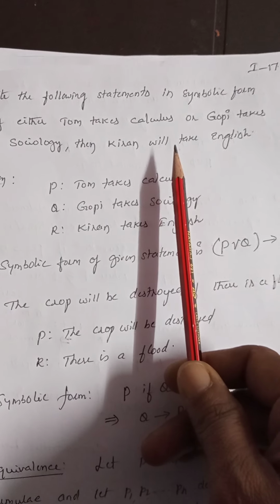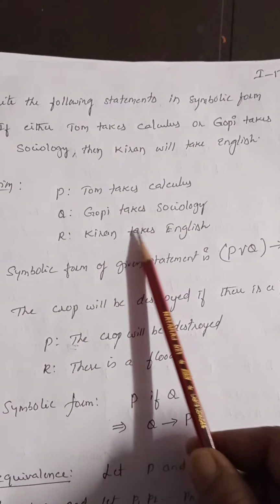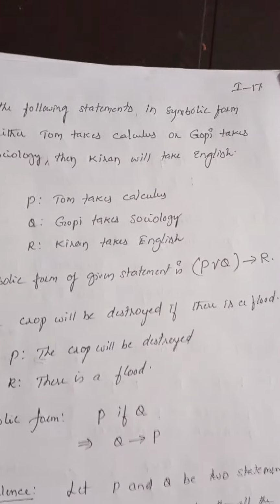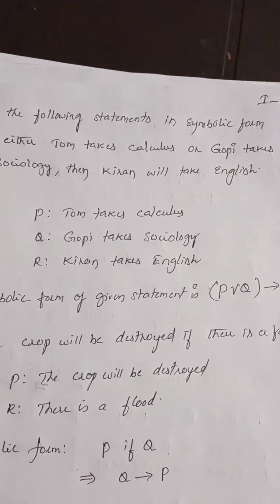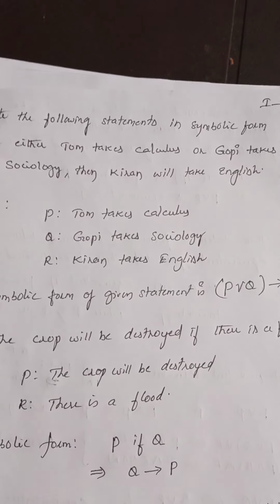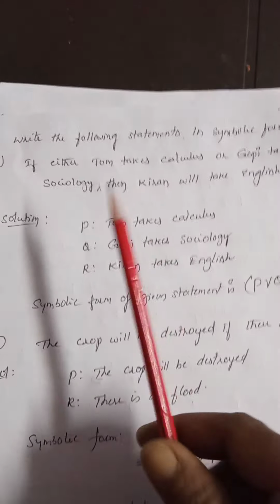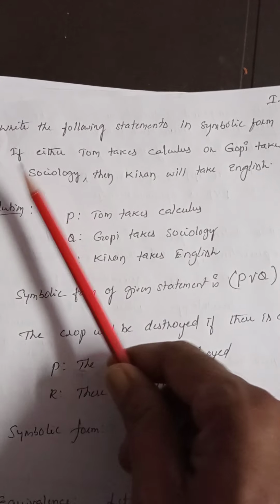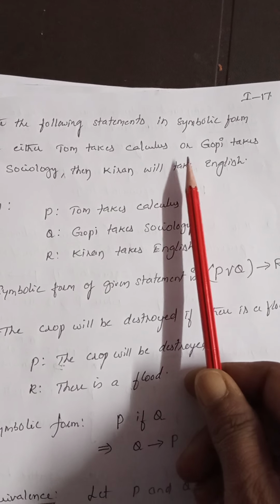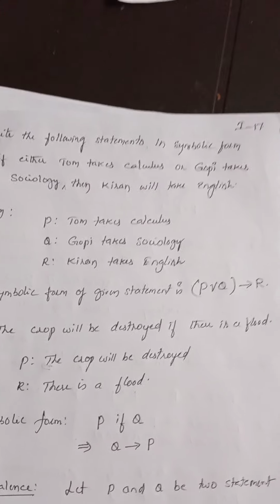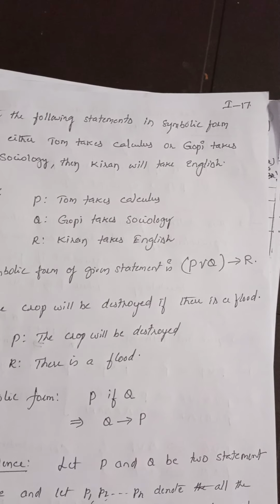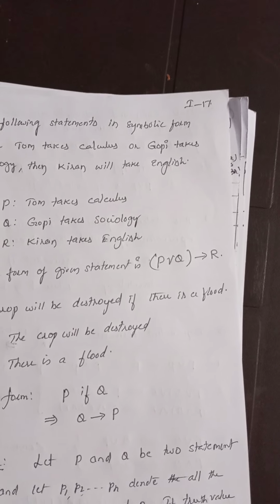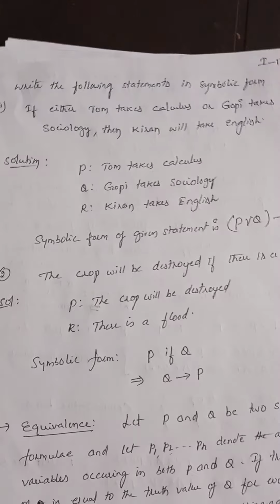Then Kiran will take English. Or you can write Kiran takes English, or you can write Kiran will take English. Both are correct. That is denoted by R. Here, if, then, or, these are connective words. If, then is a connective word, or is a connective word. Now, two or more statements are combining with some connective words. That whole entire new statement is called a compound statement.